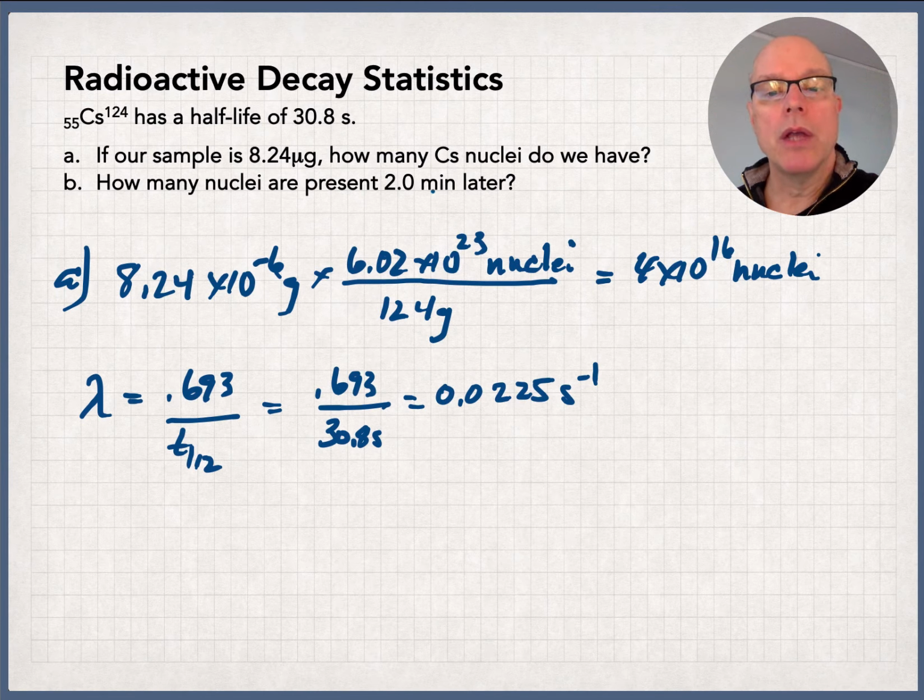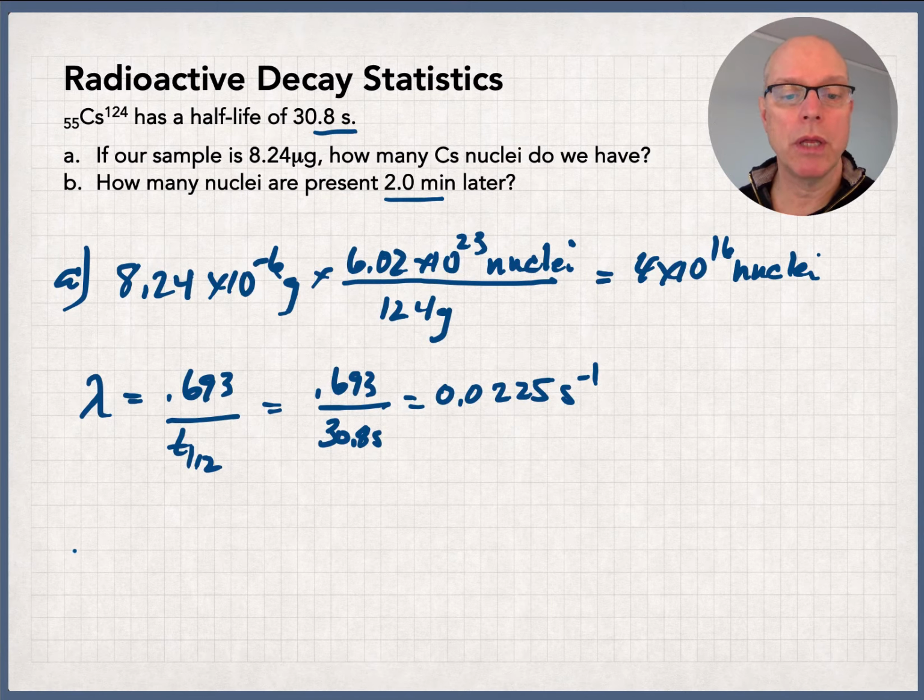The second thing I want to do is be sensitive, as I use these formulas, to units that make sense. If they ask how many nuclei are present 2 minutes later, and they give me the half-life in seconds, it's useful for me to get lambda in terms of seconds. If they had a number of years here, I wouldn't want to use seconds for my lambda. So lambda equals 0.693 over t1/2. I laid that all out, and I got the lambda for the sample.